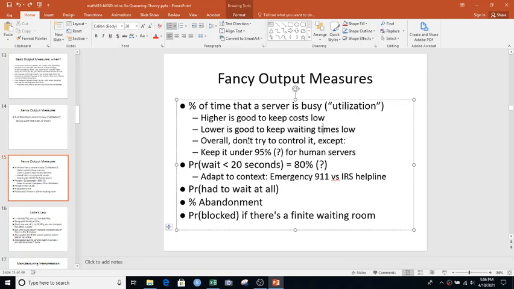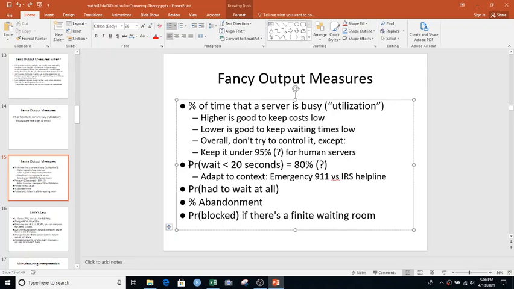Overall, we usually don't actually try to control utilization directly, except you don't want to get it too high because if human servers are asked to work too much of the time, they will get tired and burn out. Some call centers have over 100% turnover every year. That is, all the people they hire in January are gone by the next January, plus some other people that got hired along the way, which costs a lot in training. We don't want to try to keep utilization high just to save money. There's other ways to think about that kind of stuff.